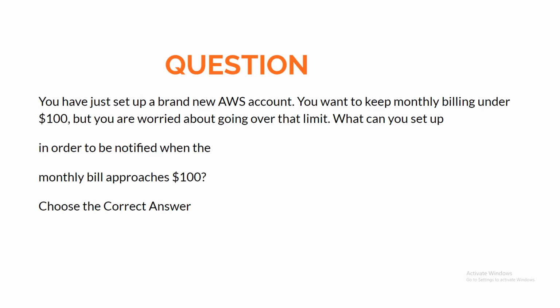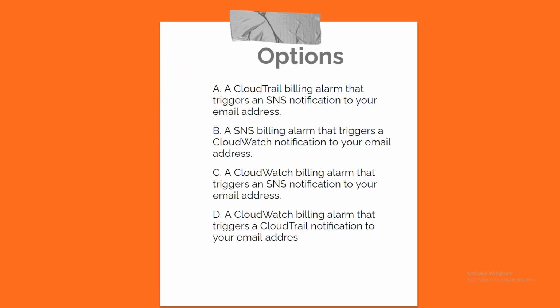Question. You have just set up a brand new AWS account. You want to keep monthly billing under $100, but you are worried about going over that limit. What can you set up in order to be notified when the monthly bill approaches $100? Choose the correct answer. A. A CloudTrail billing alarm that triggers an SNS notification to your email address. B. An SNS billing alarm that triggers a CloudWatch notification to your email address. C. A CloudWatch billing alarm that triggers an SNS notification to your email address. D. A CloudWatch billing alarm that triggers a CloudTrail notification to your email address.